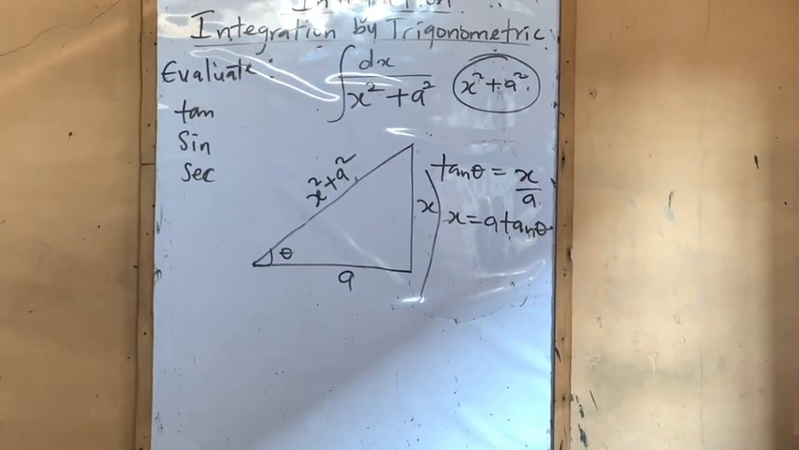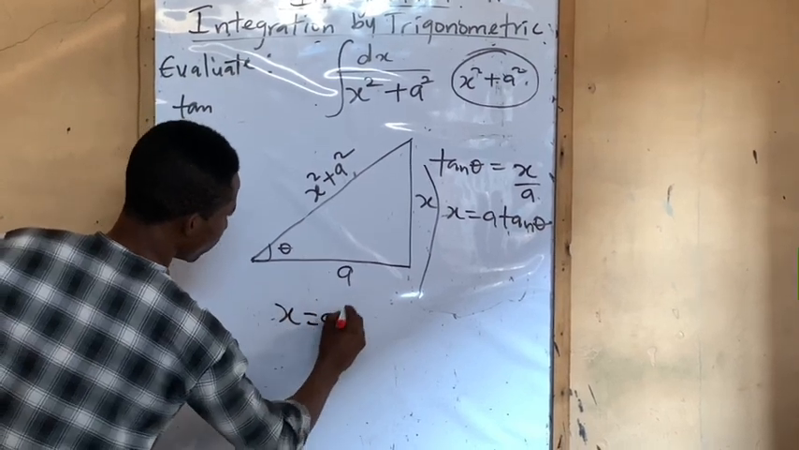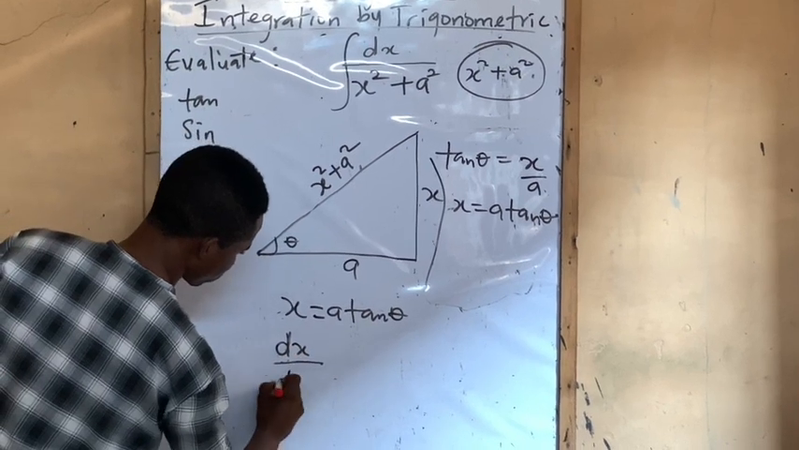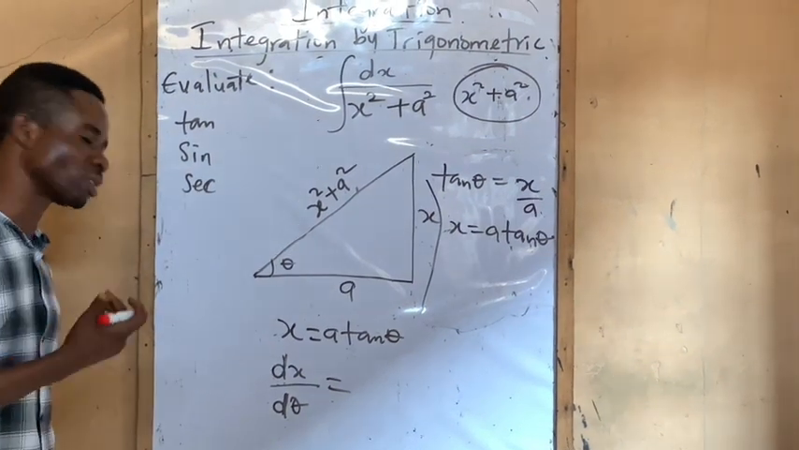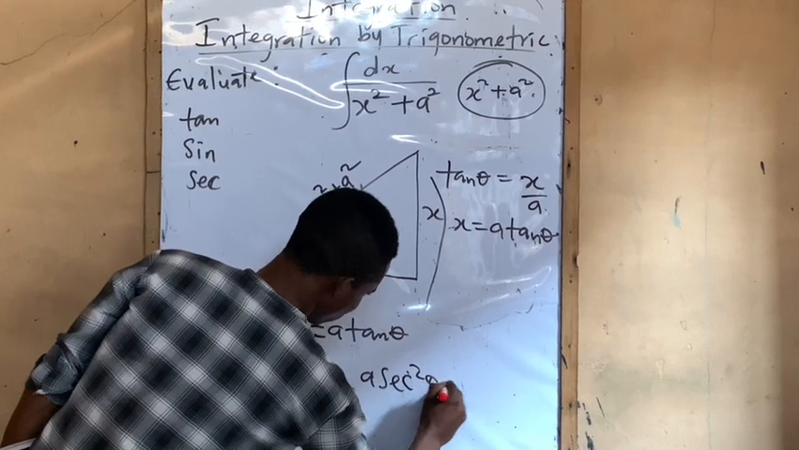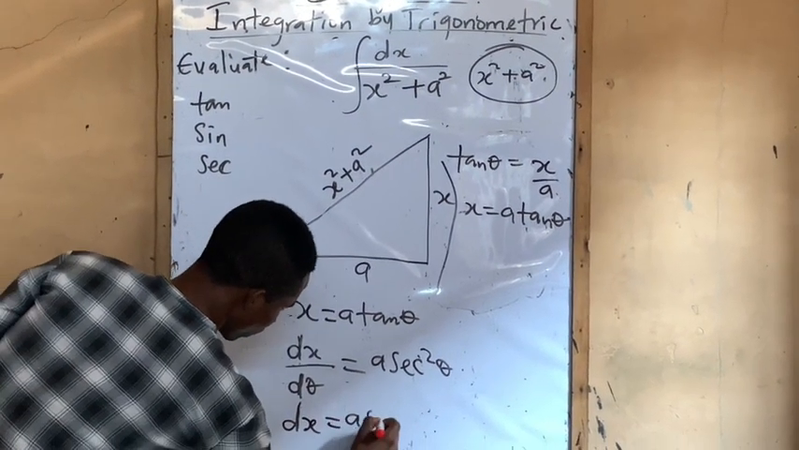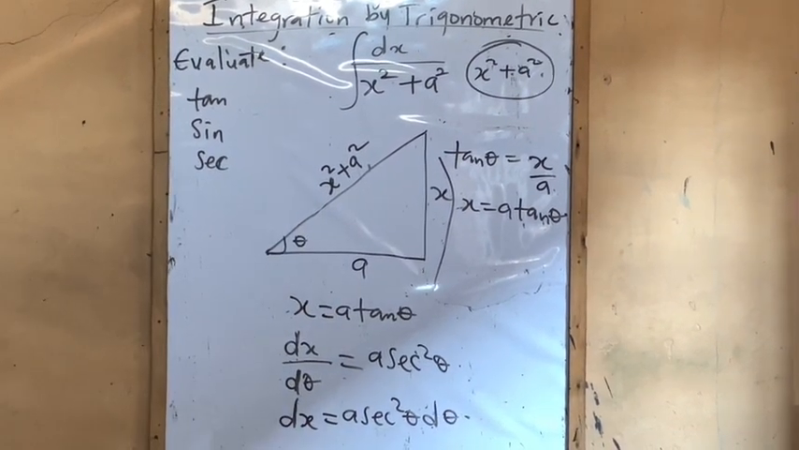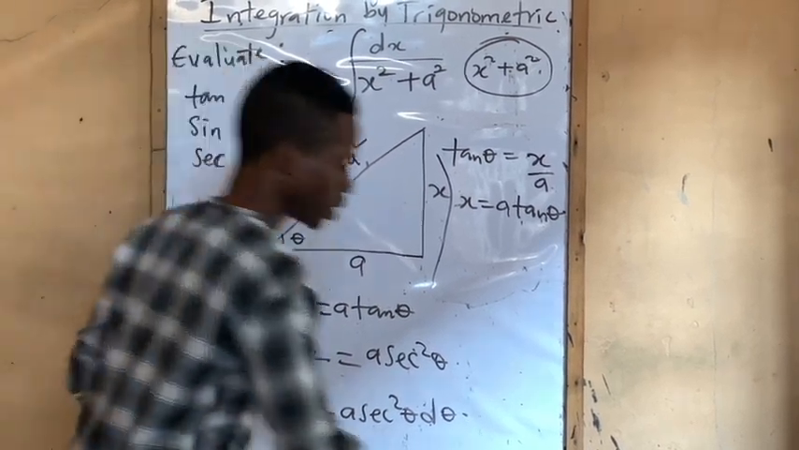So if I cross multiply, I'm having x equals a tan theta. And you know the next thing we do, we differentiate it. If x equals a tan theta, we find dx over d theta. What is the differentiation of tan theta? That is sec squared theta. That will be a sec squared theta. We now cross multiply: dx equals a sec squared theta d theta. Now we have known our x and we have known our dx, so we can now go and substitute.